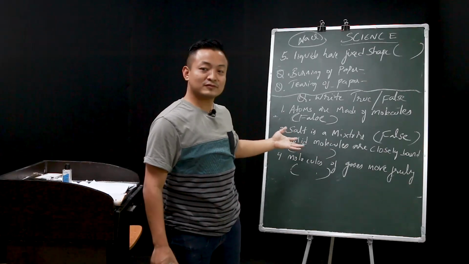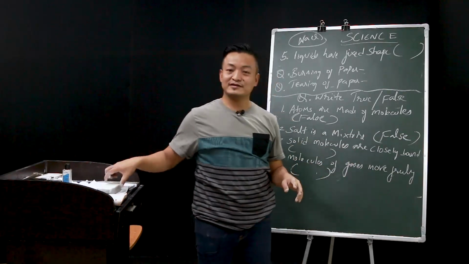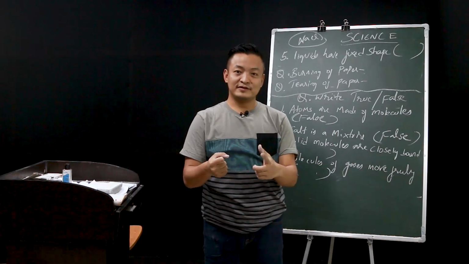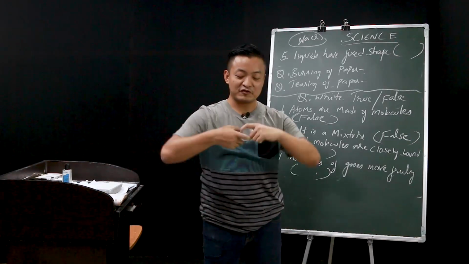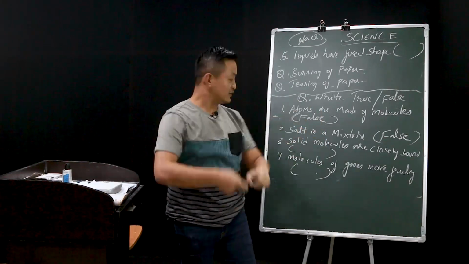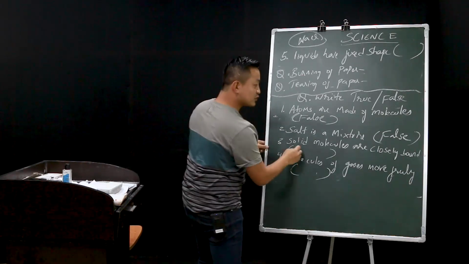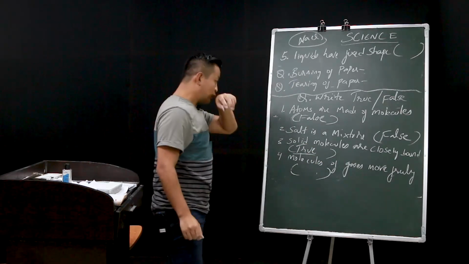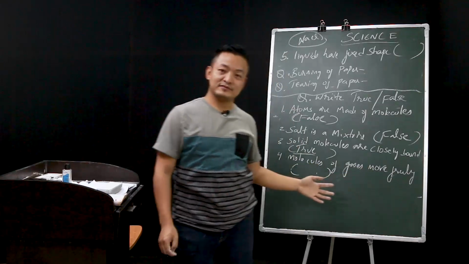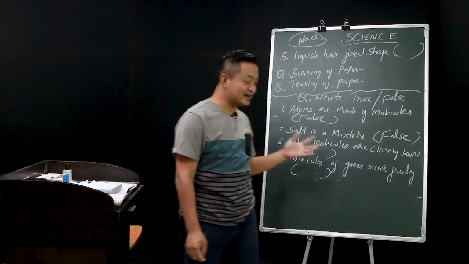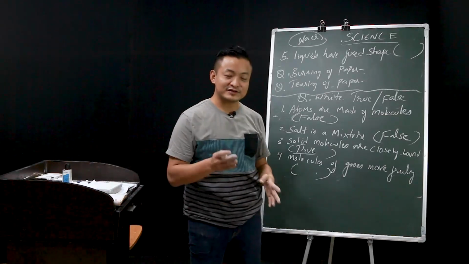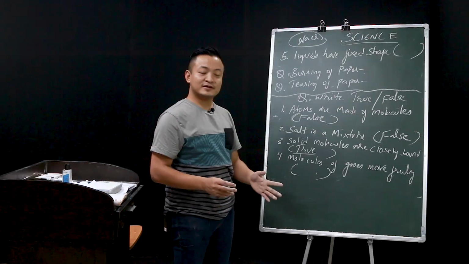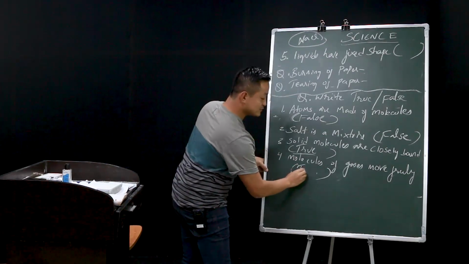Now, solid molecules are closely bound. True. Clear? Because in solid, the molecules are all tightly packed, best friends. It's hard to break the friendship because they are all tightly packed, joined. So this is true. So solid molecules are closely bound. Let's write true. Now, molecules of gas move freely. This is also true because in the gas, the molecules move like crazy. Do you remember yesterday we discussed this? The molecules in the gas move crazy. Okay, so we'll write true.